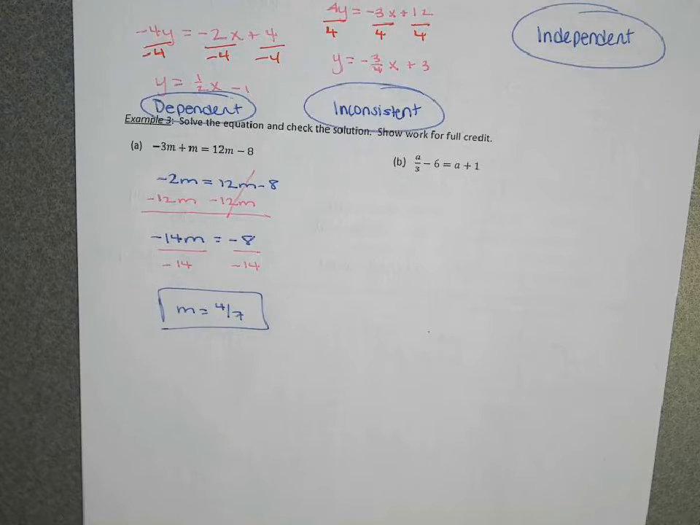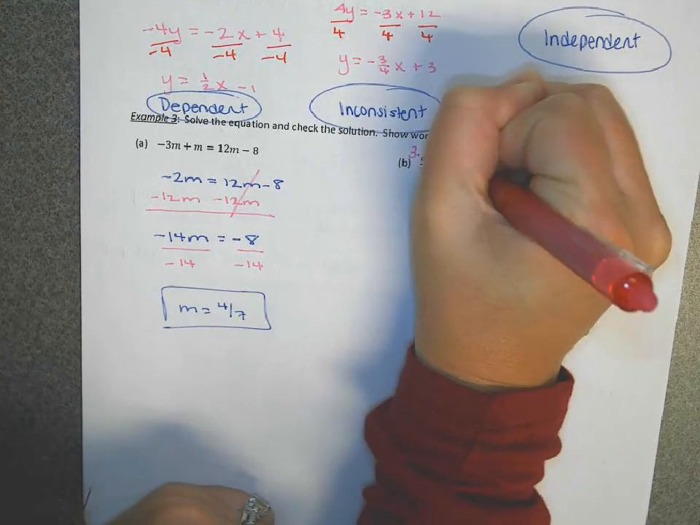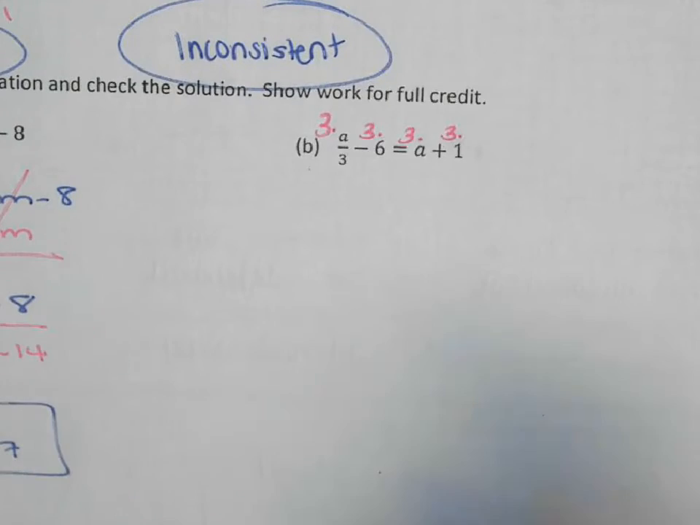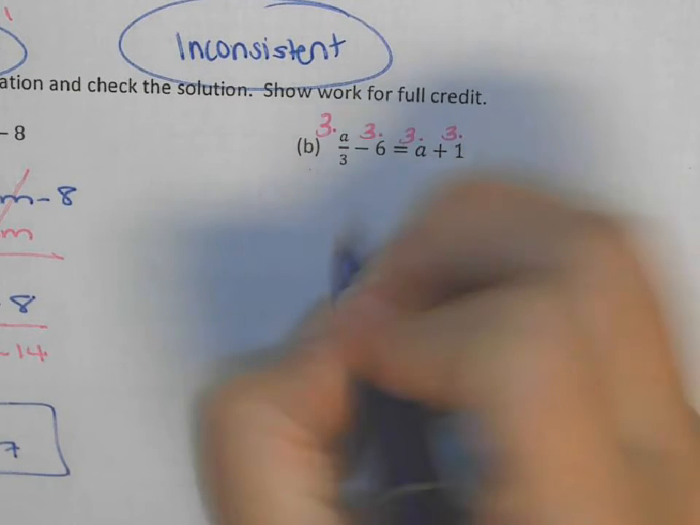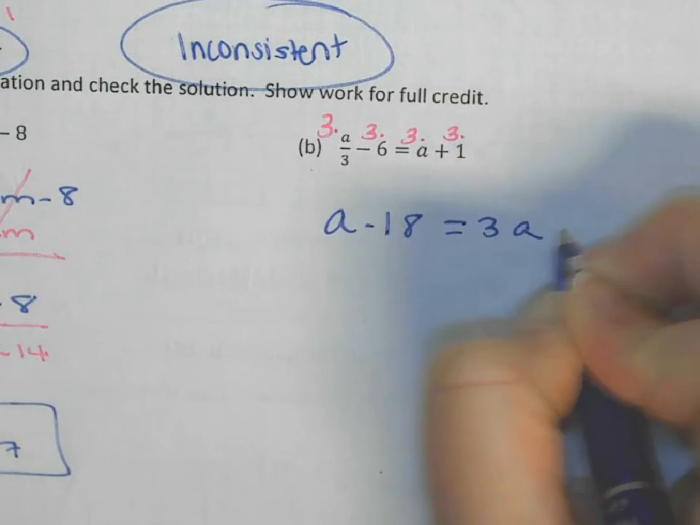Okay? All right. So for B, what are we going to do? Solve for A. What do you guys notice this one has? Fractions. Do you guys like fractions? Not usually. What can you do to get rid of them? Multiply by that denominator. So what's the denominator here? 3. So you can multiply every single term by 3. Okay, when you do that, 3 times A divided by 3. Well, when you multiply by 3 and divide by 3, that turns into 1, right? 3 over 3 is just 1, so that's going to be A. Minus 3 times 6 is 18 equals 3A plus 3.